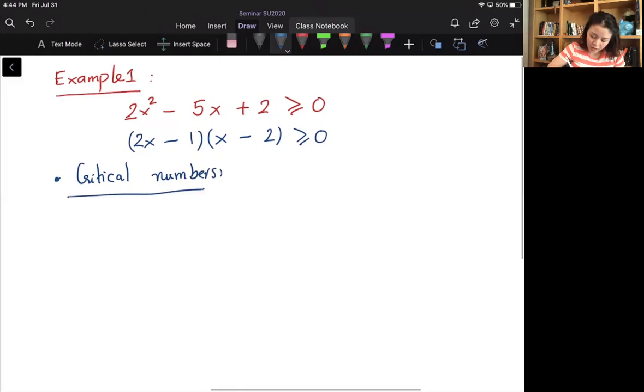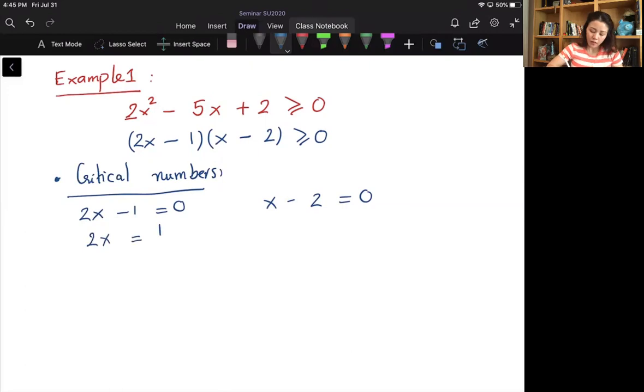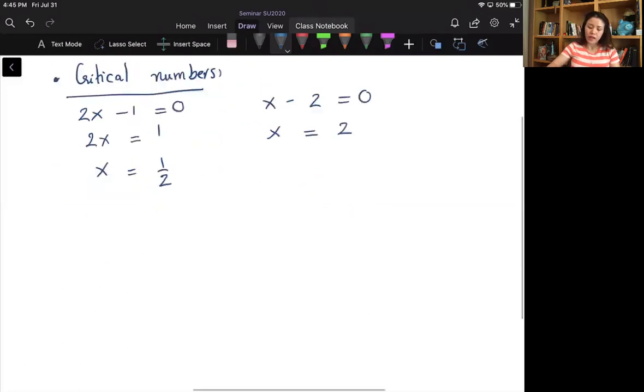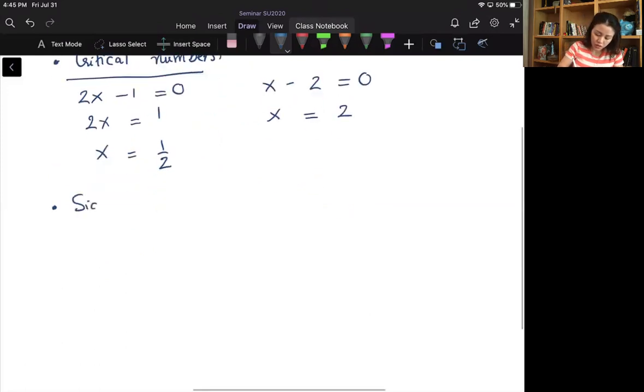That means I'm going to set 2x minus 1 equal to 0, and x minus 2 equal to 0. So 2x minus 1 equals 0. Add 1 to both sides, and I have 2x equals 1. Therefore, x equals 1/2. So this expression equals 0 when x is equal to 1/2. The second one is easy. Add 2 to both sides, and we have x equals 2. Now we can make a sign chart.